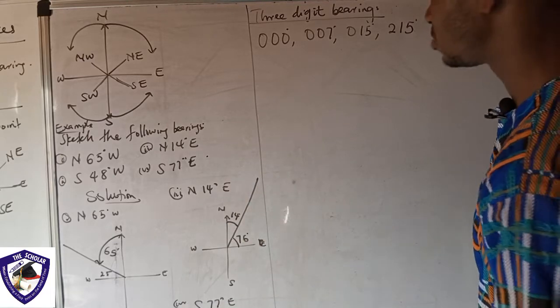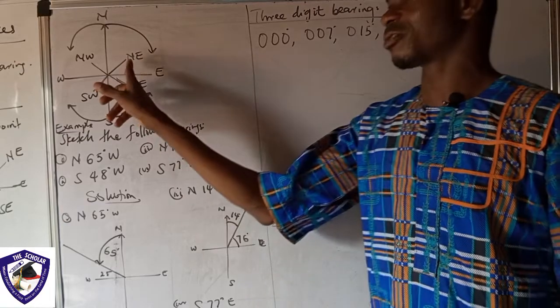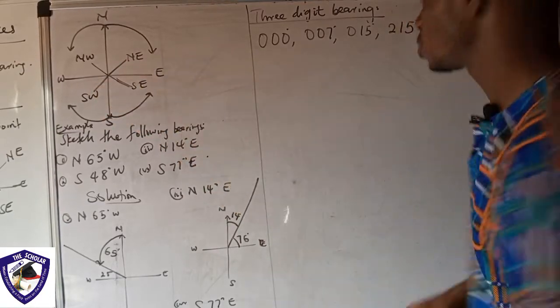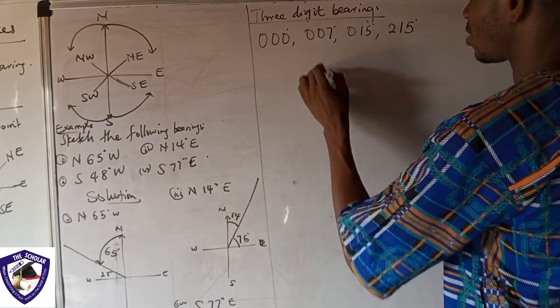So when we talk about 3-digit bearing, how do we measure it? The measurement is different from the one of compass bearing. So how do we measure for 3-digit bearing? Let's look at our cardinal point again.